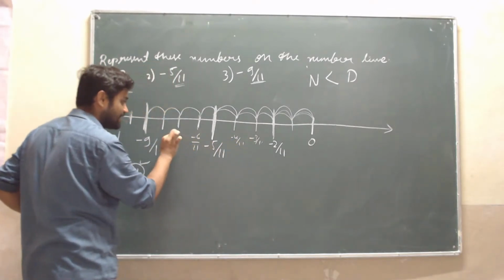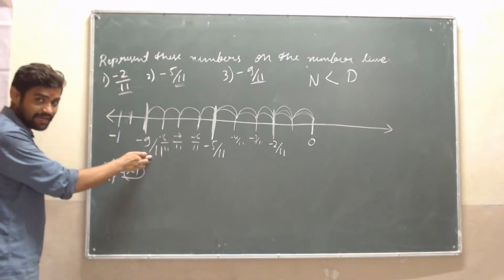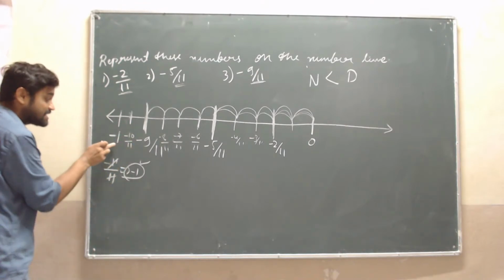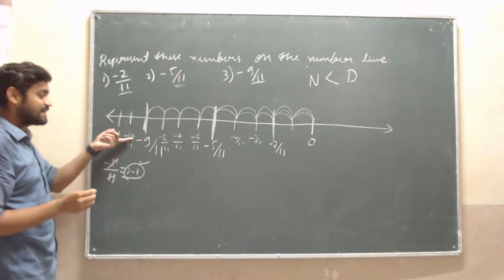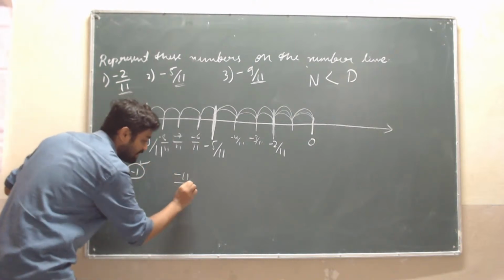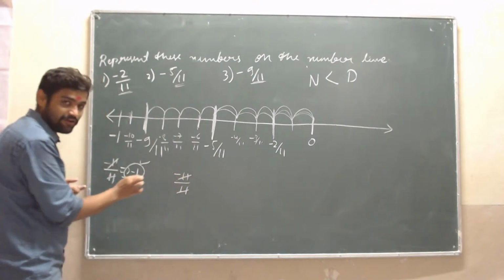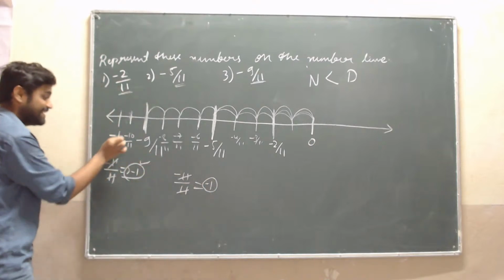Minus 6 by 11, minus 7 by 11, minus 8 by 11, minus 9 by 11 is correct. Minus 10 by 11 we have here. Because it is minus 1 here, after minus 10 it comes to minus 11 by 11. 11 by 11 is 1, but minus 1. We have minus 1 here.